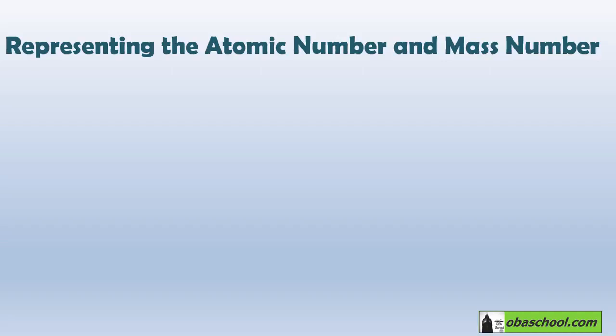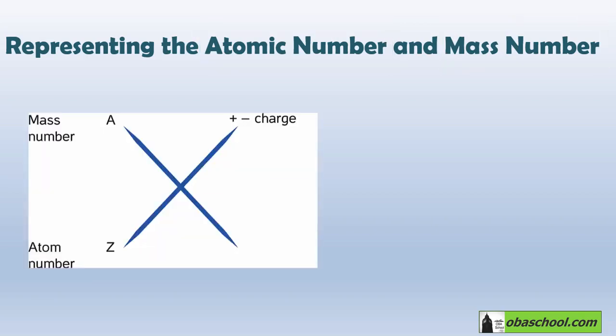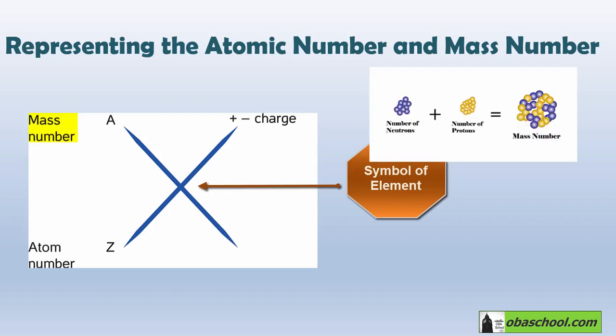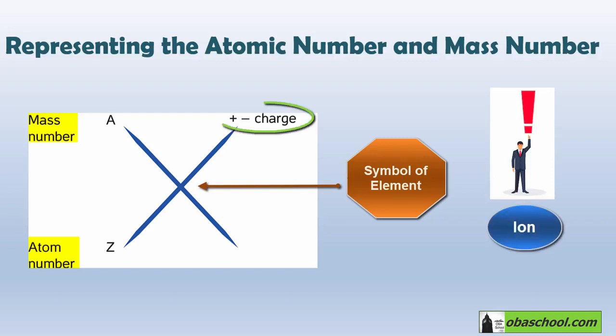So let's look now at how to represent the atomic number and mass number of an atom. We will write here the symbol of the element, and on the upper left we will write the mass number A, which is equal to the number of protons plus the number of neutrons, and to the lower left we will write the atomic number, which is equal to the number of protons. If this was an ion, then we will write the charge, whether it is a positive charge or a negative charge, on the upper right.